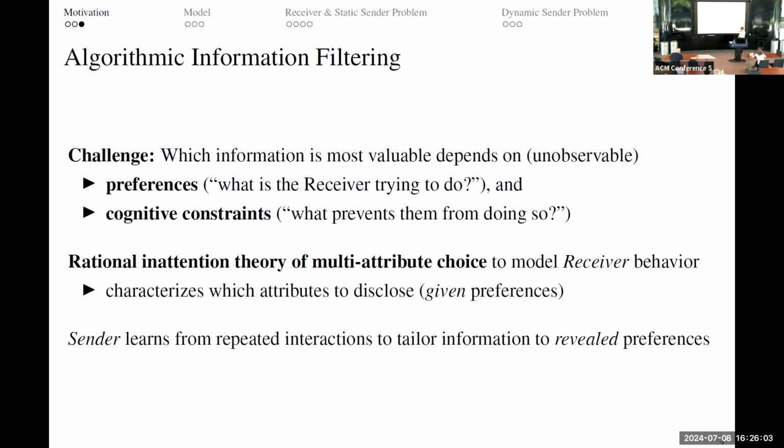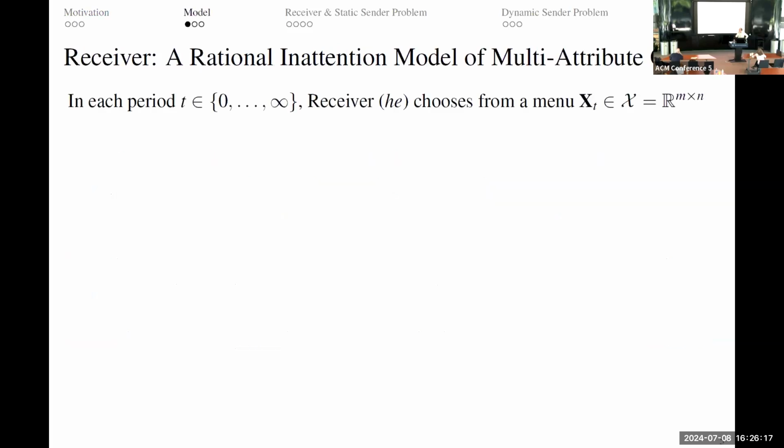But then I want to go beyond and think about the case in which the sender does not have access to the receiver preferences and instead has to learn from repeated interaction to tailor information to the revealed preferences. And that will be done using online reinforcement learning.